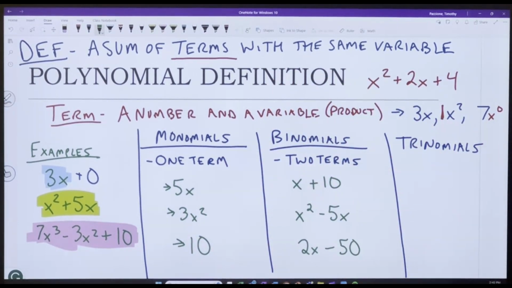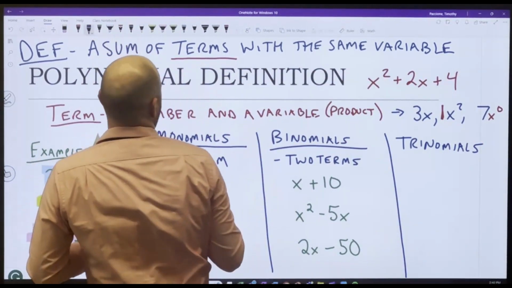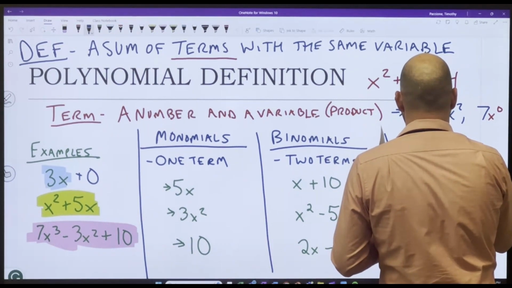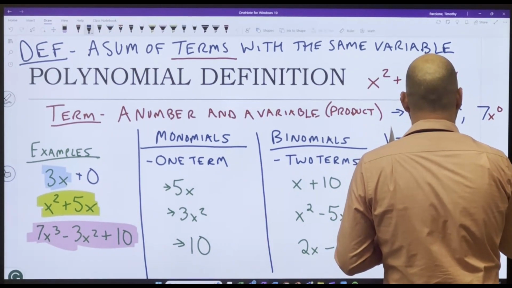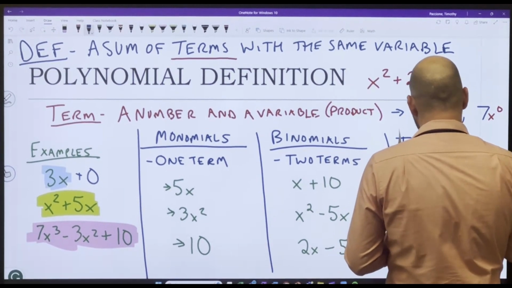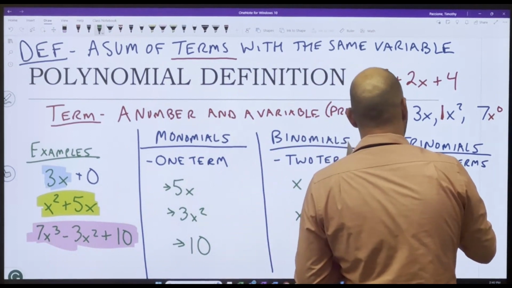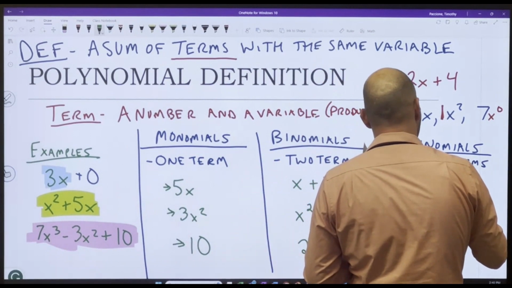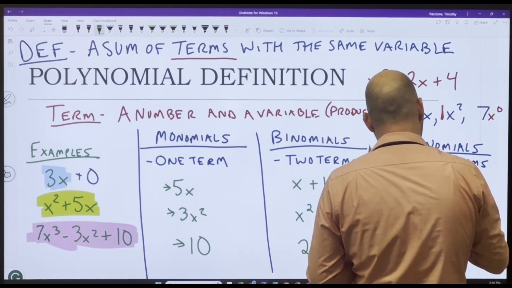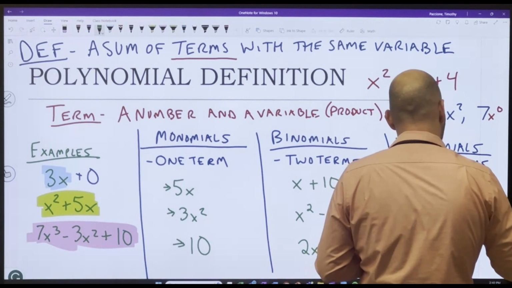Just 2 terms. Okay? So what do you think about trinomials? 3. Tricycle, right? 3 terms. Triceratops. 3 horns, right? Okay. So this is where we get into our classic quadratics. Like I might have x squared plus 4x plus 4, or like 2x squared minus 15x plus 32, right?